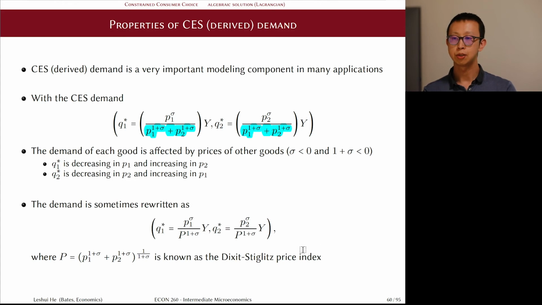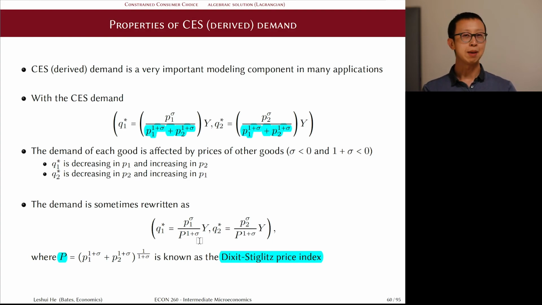This term is known as the Dixit-Stiglitz price index. So sometimes people will write some expression that indicates, let's say, P here to be this weighted average between the two prices, and then just plug this wrapped up version of the price index in the denominator. We have solved the optimal demand for the CES utility function with two goods.